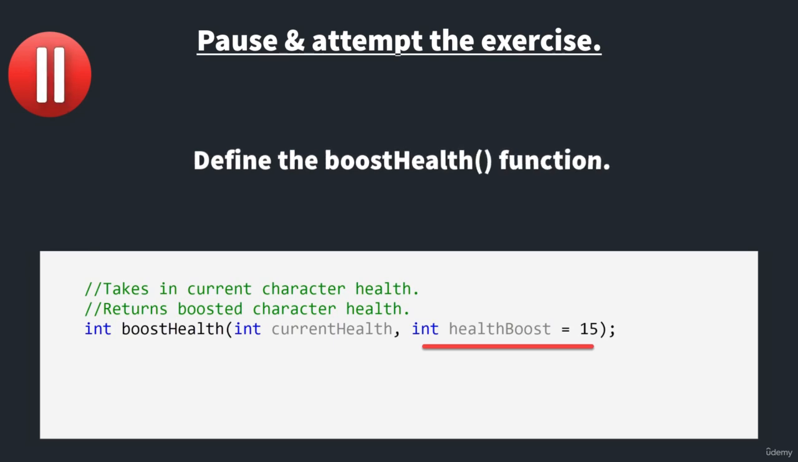So before moving on, I'd like you to try and define this function, int boost health. You can see the prototype or the function header right here. Go ahead and write a small program with that, just for practice, basically. Okay, you can see it won't be that difficult to figure out how this is supposed to work. As a hint, you basically just add current health and health boost together and return the result back to the calling function.